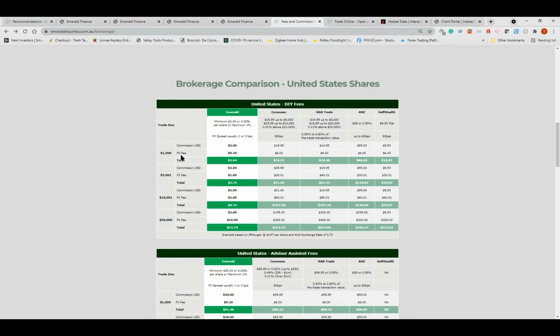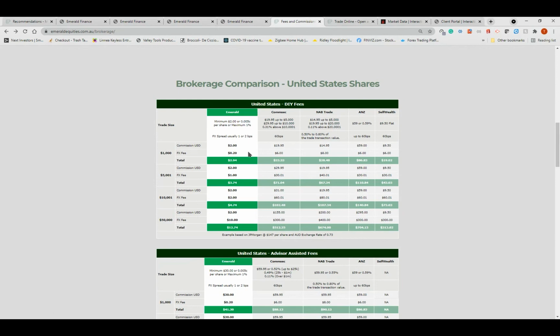So basically, if you bought $1,000 worth of JP Morgan, you'll be paying $2. Our FX fee is only 20 cents. Therefore, in AUD, you'll be paying $2.94. So we convert that back to Australian dollars here. I've just forgotten to put that in the total column that was meant to be put in there.